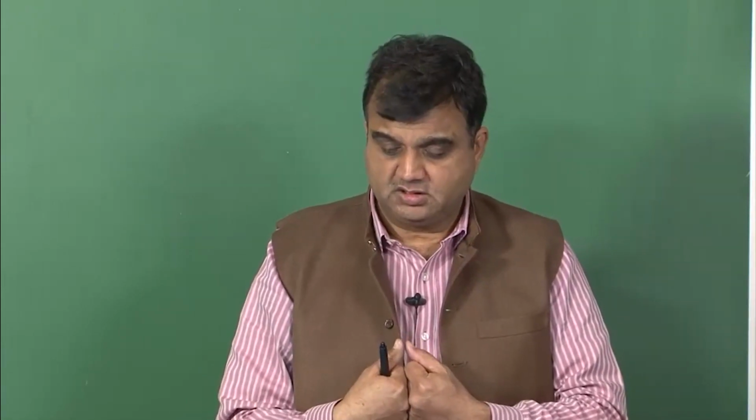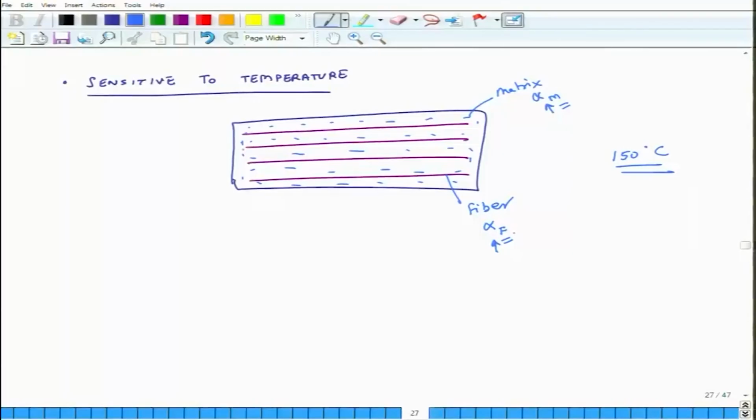but fiber does not want to contract that much. So, what happens is that matrix develops some sort of tension in it, and fiber develops some sort of compression stress inside it. So, at the room temperature there are inbuilt residual thermal stresses in composites because of the way things are being fabricated, and this is about just a single layer.